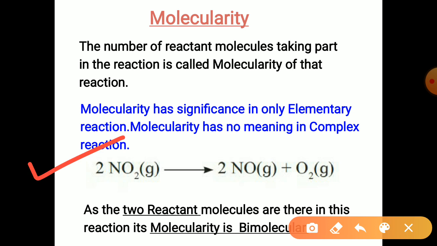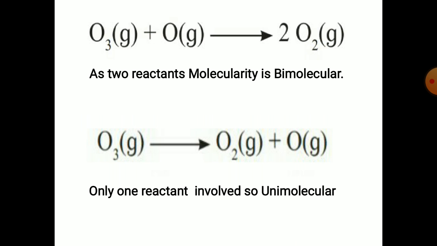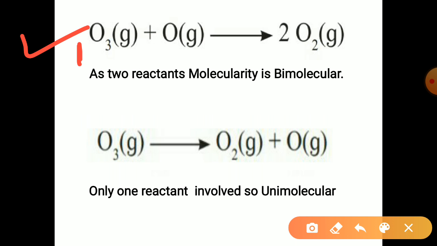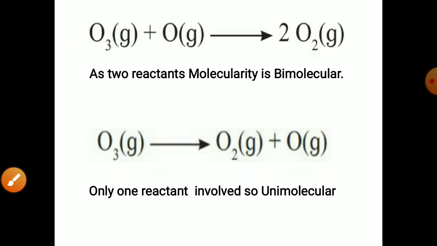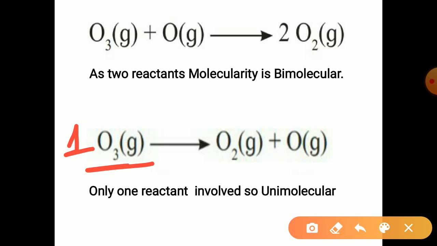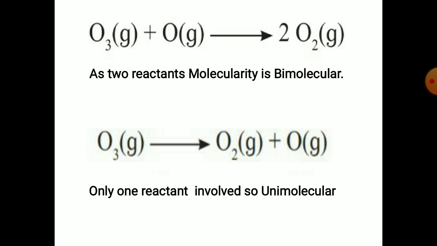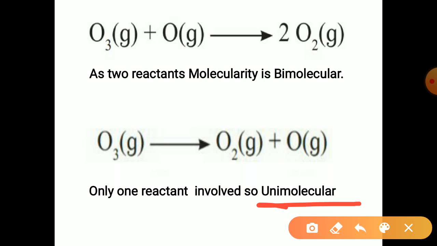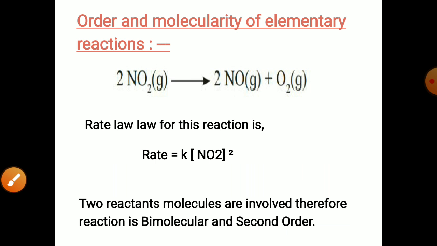So this is an elementary reaction. In this, two reactant molecules are involved, so its molecularity is 2, that is, bimolecular. Here only one molecule is involved, its coefficient is 1, only one reactant is involved. So it is unimolecular.